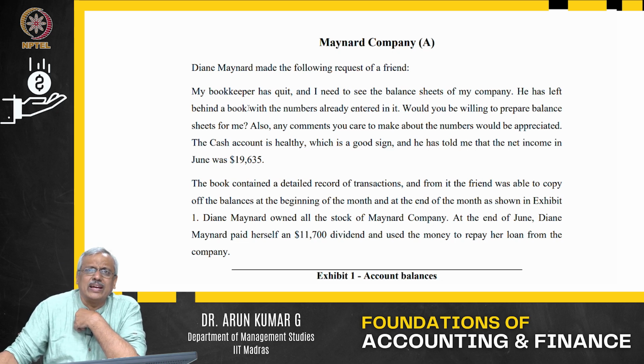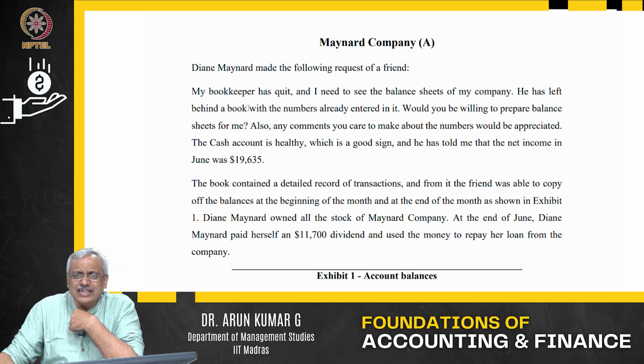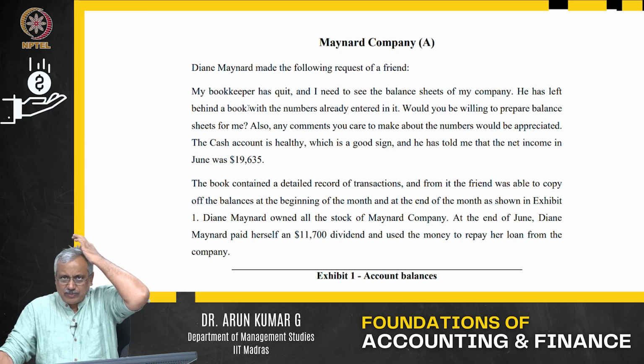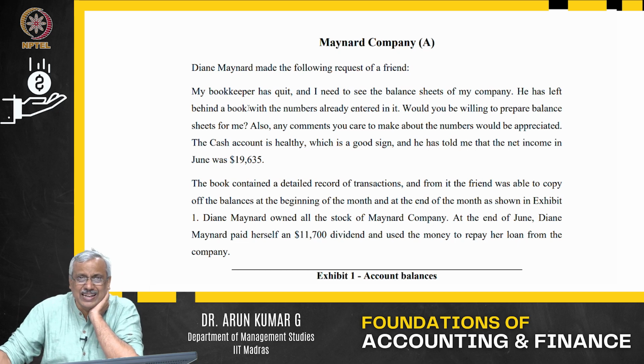Similar to Lone Pine Cafe, Maynard Company B is to do with the income statement, Maynard Company A is to do with the balance sheet. Let us focus on the balance sheet preparation first, and then let us go to the income statement preparation. I am just going to read this whole thing out, and then let us see if we can make some sense out of it.